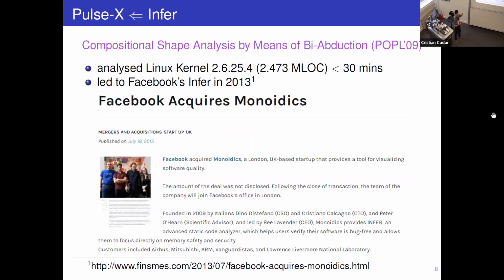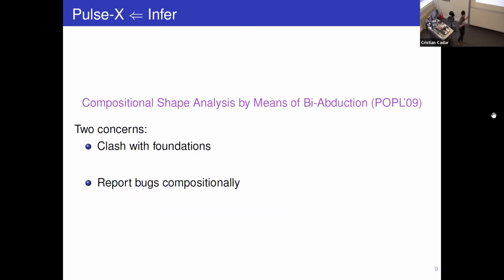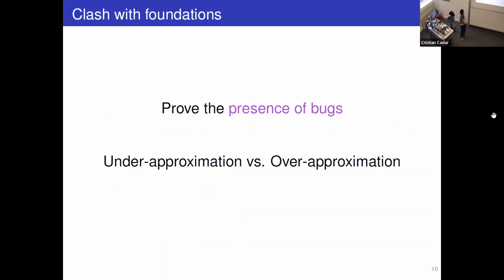Our tool is based on Infer. Infer is a compositional static analysis, and it can analyze the whole Linux kernel in less than 30 minutes and was acquired by Facebook. But Infer has two main limitations. The first one is a lack of soundness foundation, and the second is that it doesn't have any mechanism or algorithms to report bugs for compositional, run-anywhere analysis. We discuss this in detail.